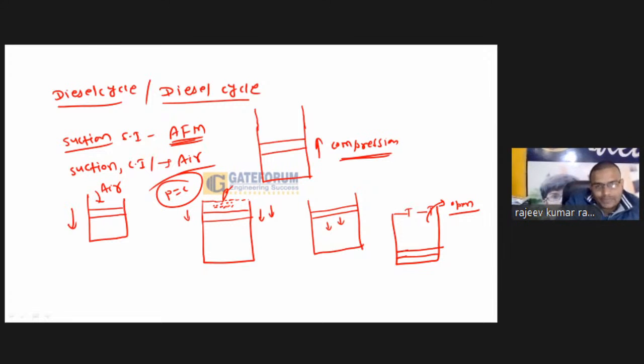So in this constant pressure, just try to understand, pressure will increase slightly, it will move. Again slightly pressure increases, again it will move. Again slightly pressure increases, again it will move. Therefore it is called constant pressure heat addition.